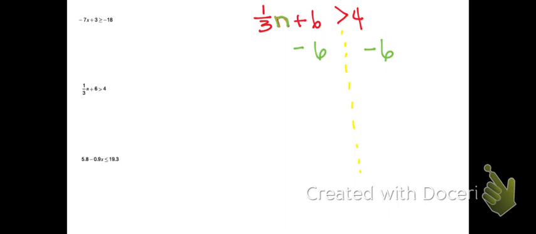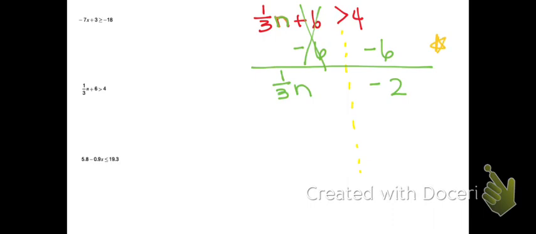Now, what do we have left? Well, the 6 minus 6 cancels out, so we're just left with 1/3 n. And 4 minus 6 is negative 2. Do we flip the sign? What did we do? We subtracted. You don't flip the sign for subtracting. You only flip it if you multiply or divide by a negative number.